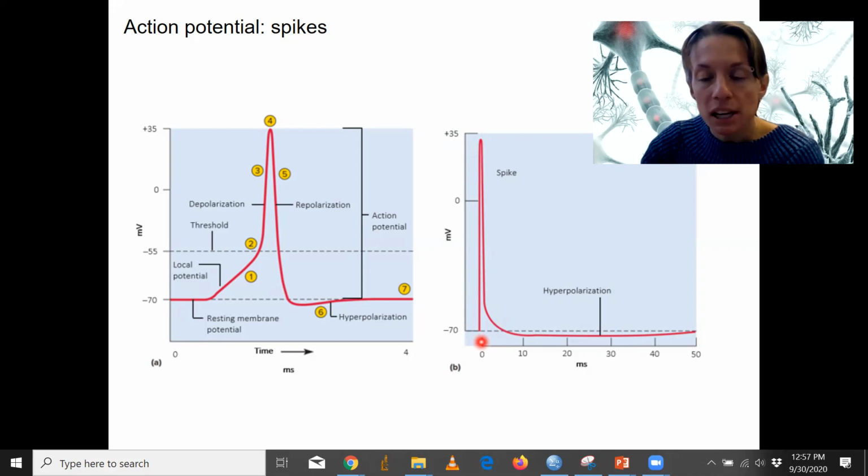So you'll see action potentials depicted as just spikes. And that's because it's all or nothing. You can just show it as a single point like that. This would not be how you draw the detail, though, for exam purposes.